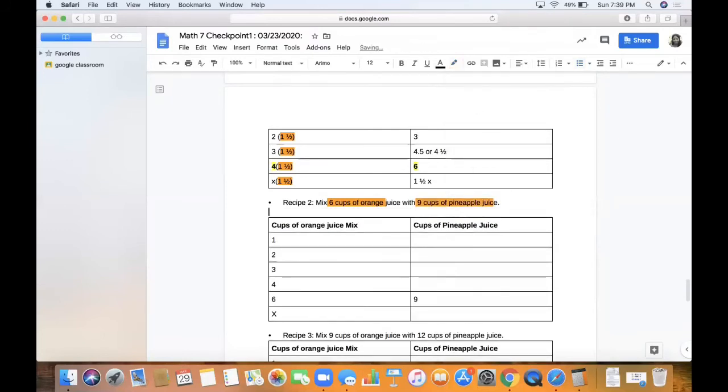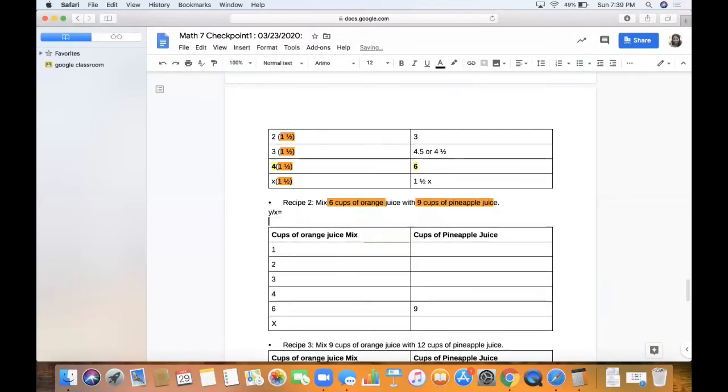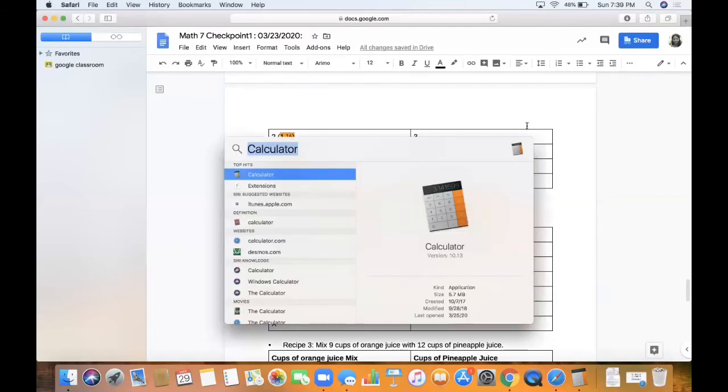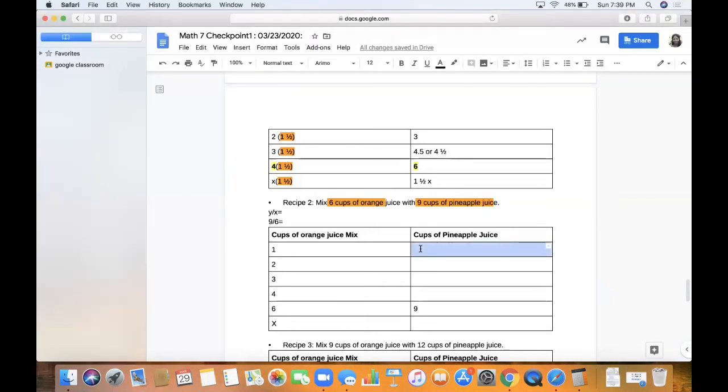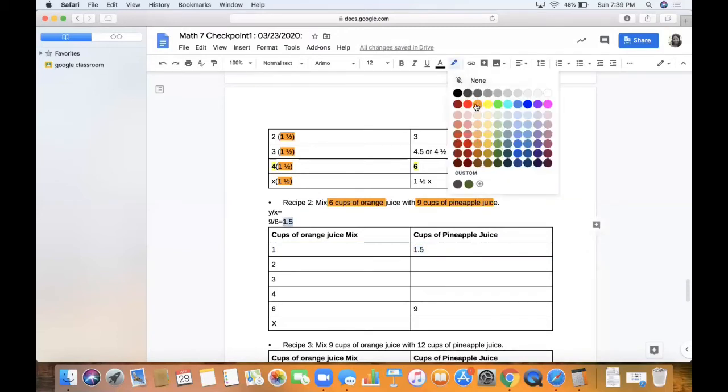So we're going to take y and divide that by x to figure out what we're going to multiply our cups of orange juice by. If I take 9 and divide that by 6, let's see what we get. I'm going to pull up my calculator, clear it, and write 9 divided by 6 equals 1.5. Interesting. It's the same as the table before. That means we're going to multiply everything by our magic number, which is 1.5.